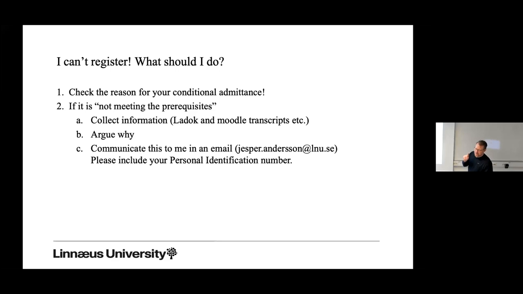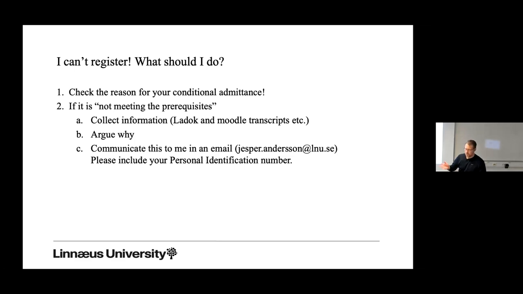That is a bit challenging to sort out this late. But you can always send me an email if you haven't applied. But if you have applied and you're conditionally admitted, it typically means that you don't meet the prerequisites. And in order to meet the prerequisites, you have to convince me, because I'm the no-go guy here. You have to convince me that you actually meet the prerequisites.